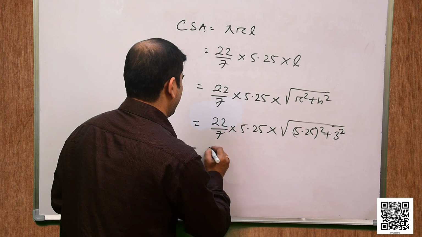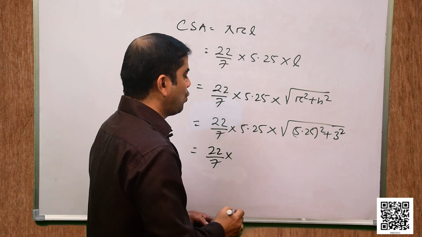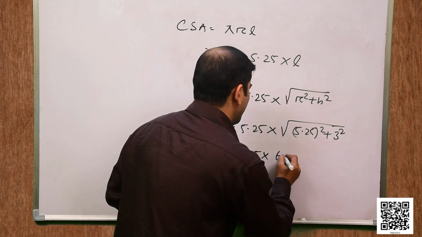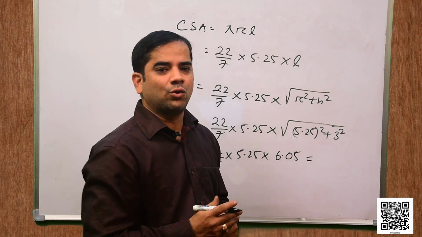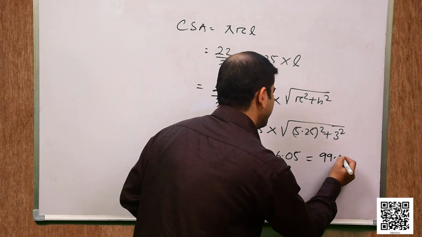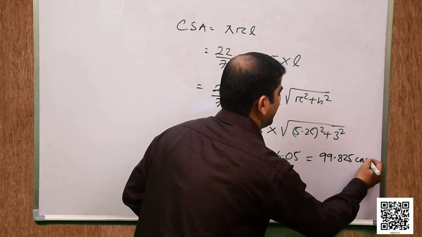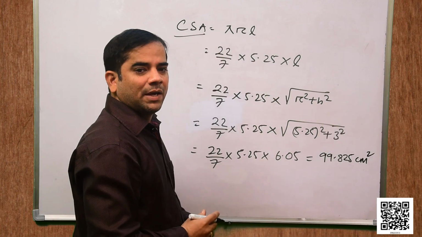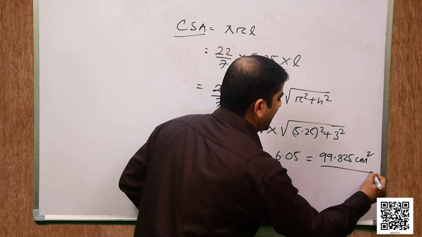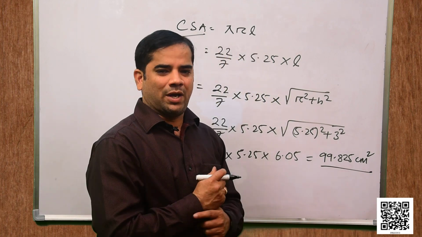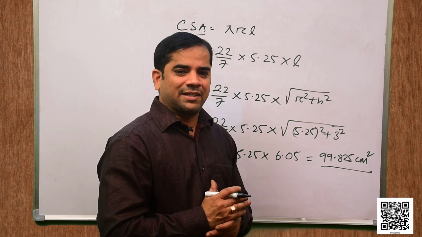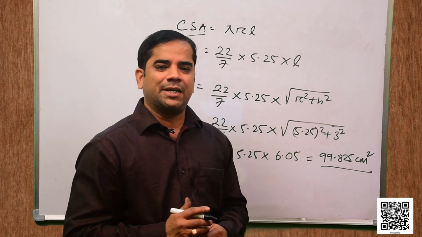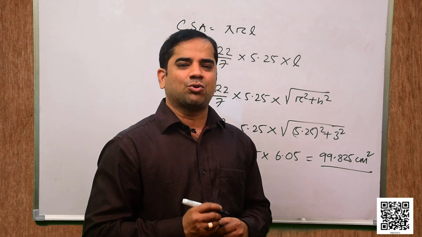So it gives us a value that is 22 by 7 into 5.25 into 6.05, that will be equal to 99.825 centimeter square. So the curved surface area of the particular cone is found to be 99.825 centimeter square. So the canvas that is required should be of area 99.825 centimeter square. Hope you understand the solution for this question.